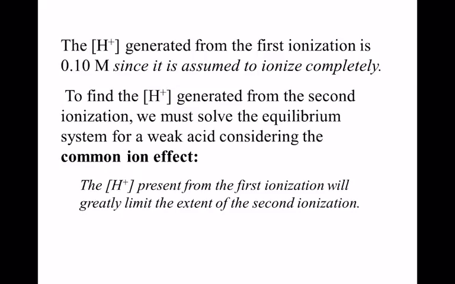Now this is one where we know the Ka, but we don't know any equilibrium concentration, so we're going to have to use X as the variable. For that second ionization, the stoichiometry is 1 across the board. So this would be minus X, and this would be plus X. The equilibrium concentrations are 0.10 minus X, 0.10 plus X, and just plain old X.